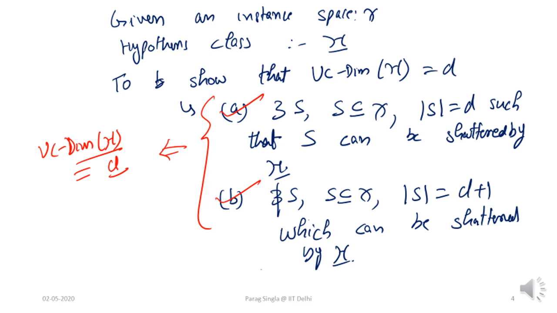I mean, showing condition A and condition B is sufficient to show that VC dimension is exactly equal to d, because if condition B is satisfied, that there is no set of size d plus 1, as a homework exercise, you should prove that there cannot exist a set of size more than d plus 1 which can be shattered. And therefore these two conditions together prove that d is the size of the largest set which can be shattered by the hypothesis class H, and therefore the VC dimension is exactly equal to d. So this is the nature of a more general argument.